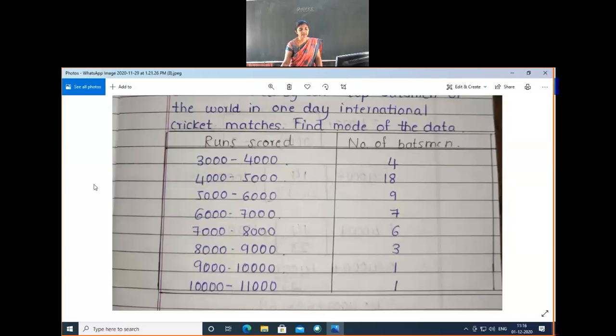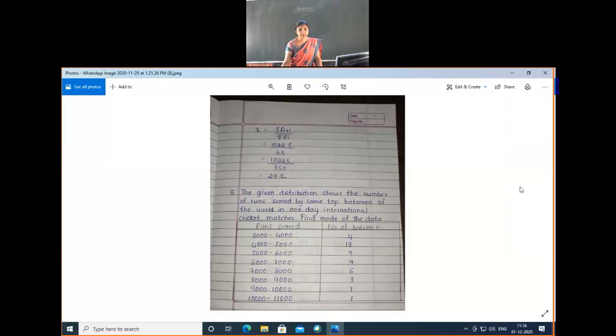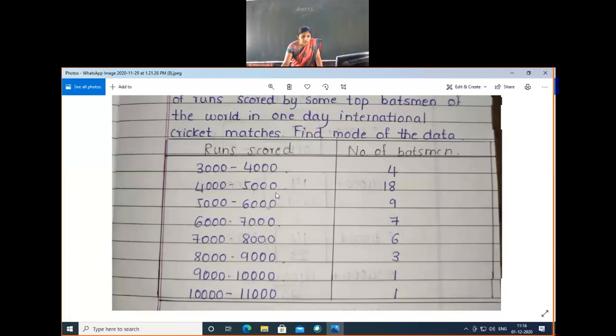Here we are observing that 18 is the highest number. So 4000 to 5000 is the modal class. Here we got the idea of that. 4000 to 5000 is the modal class. Okay. So now let us list out the data here only.